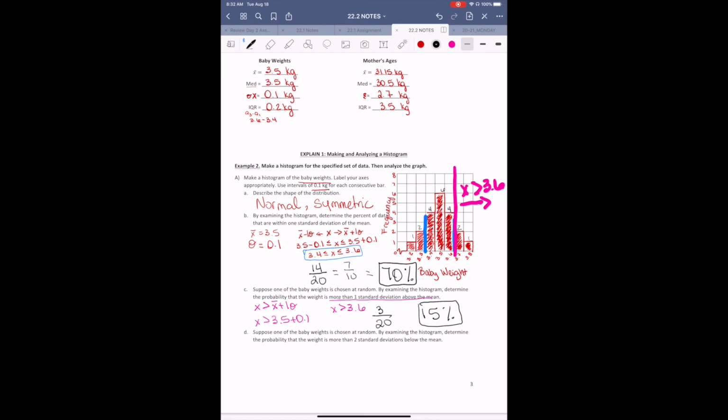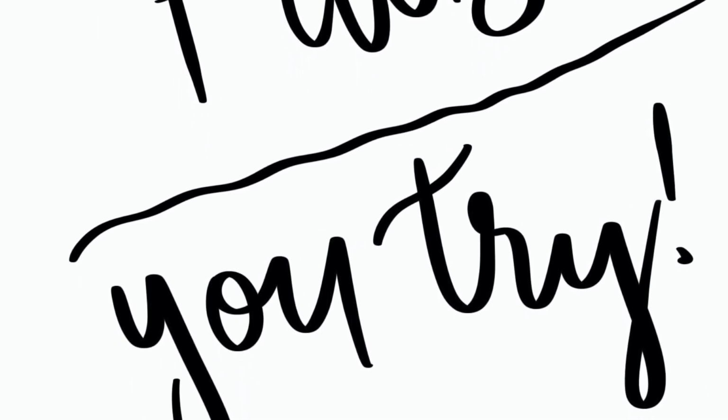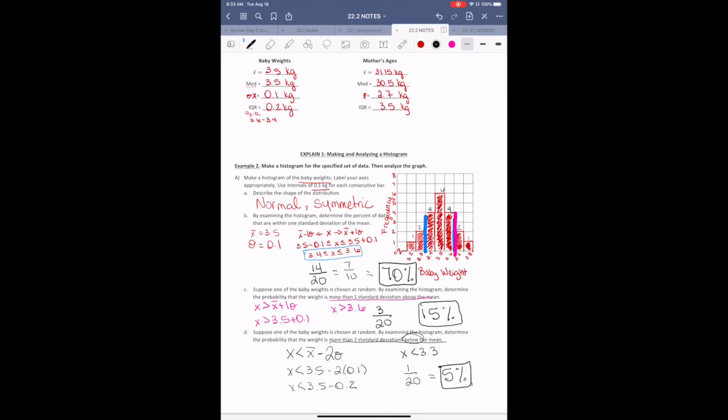Okay. All right, so we did two examples together. I want you guys to go ahead and try D, okay? Do the best you can. Hit the pause button and then come back and check your answer. So this is what you should be looking at for D, okay? You should have an answer of 5%.